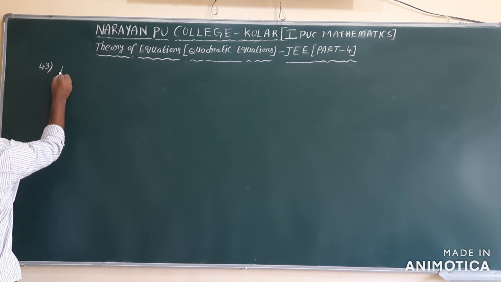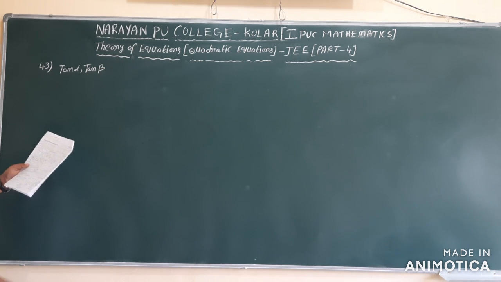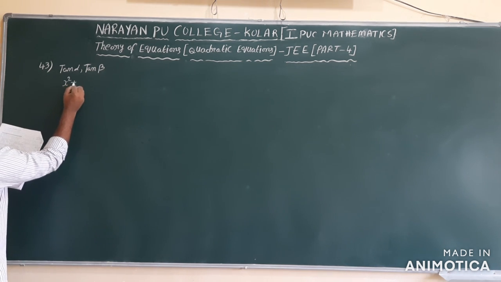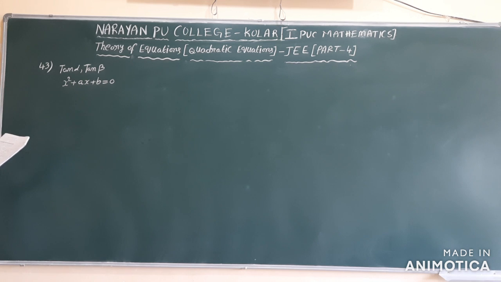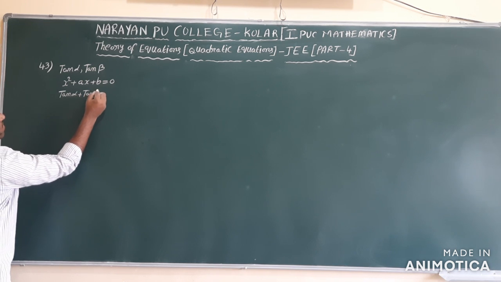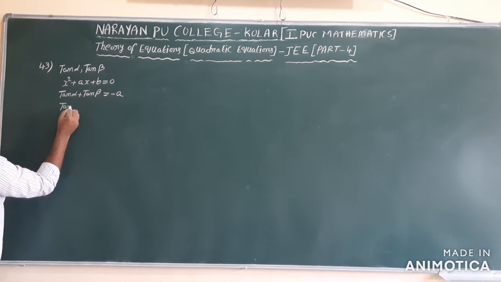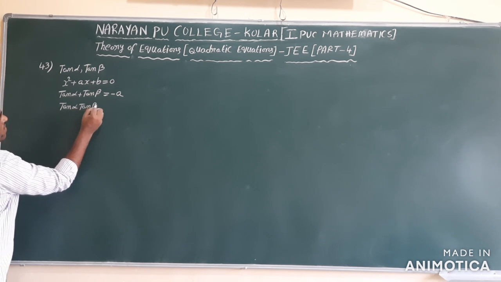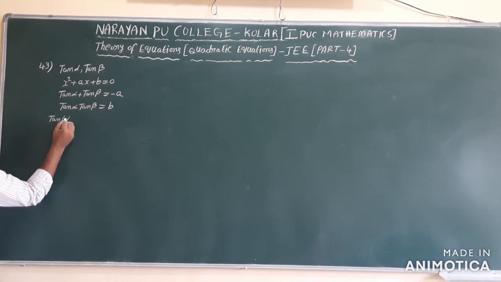Tan alpha and tan beta are roots of the quadratic equation x square plus ax plus b equal to 0. Then the value of sin square of alpha plus beta plus a into sin of alpha plus beta cos of alpha plus beta plus b into cos square of alpha plus beta equals, first the sum of the roots, tan alpha plus tan beta. Sum of the roots is minus b by a, that is minus a. Product of the roots, tan alpha tan beta, is c by a, means b. So from this only you can calculate tan of alpha plus beta, that will be required later.